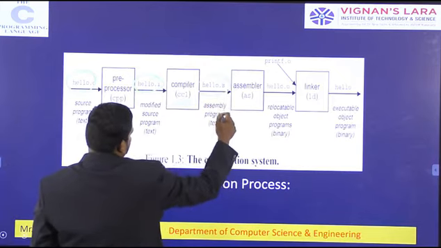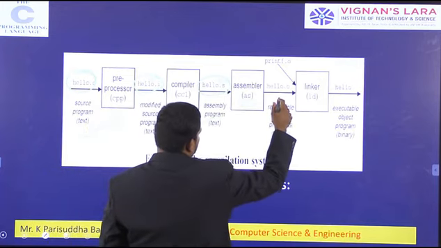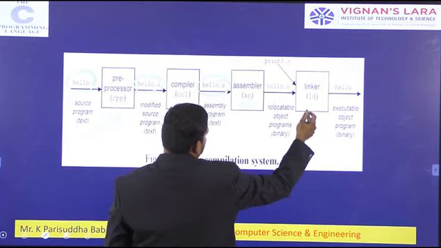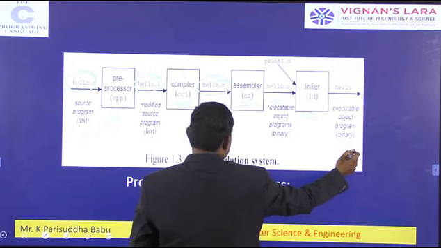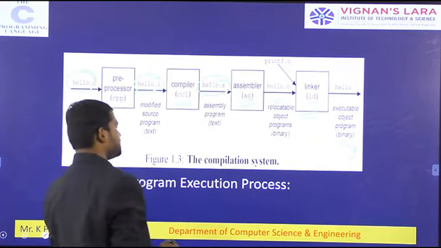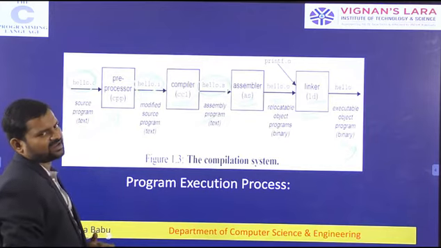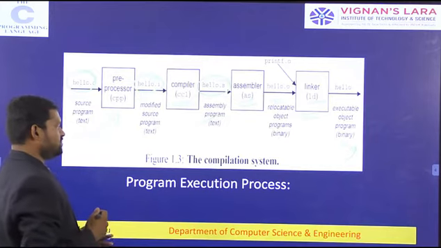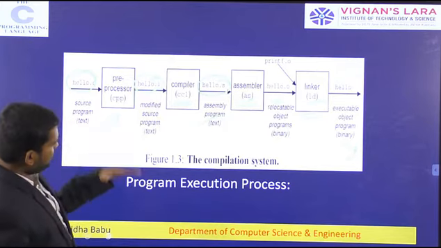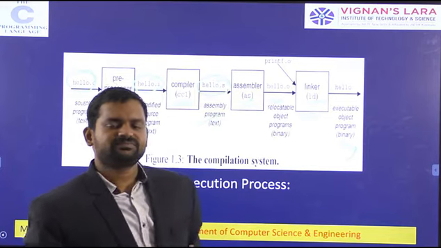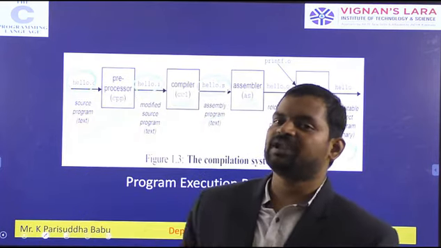The assembler is used to translate the assembly language, then the linker, then the loader, and finally we get the executable program. So the compilation process is done like this: preprocessor, compiler, assembler, linker, loader.